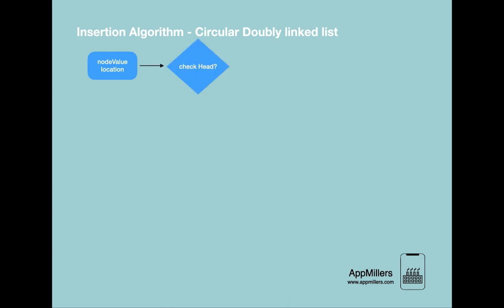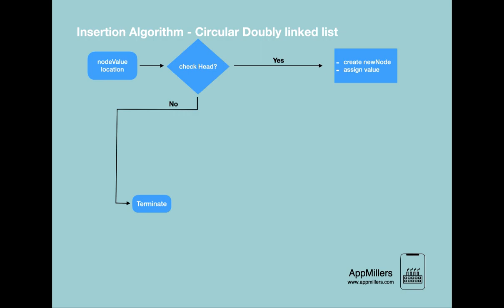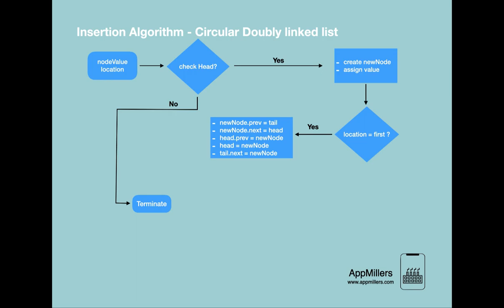Then the first step is we check head value. If head value does not exist, then we terminate our algorithm. Now in the next step we will create a new node and assign a value to it. Then we will check our location parameter. If location parameter equals first, it means that we want to insert a node at the beginning of circular double linked list. Now in this case, we will perform these operations. So let's see one by one what these operations are.